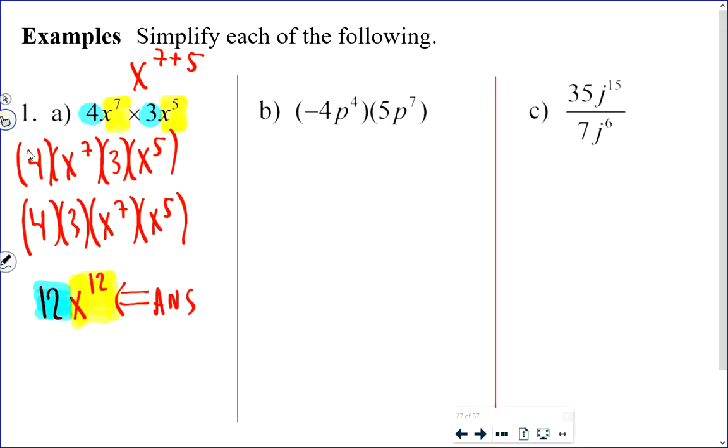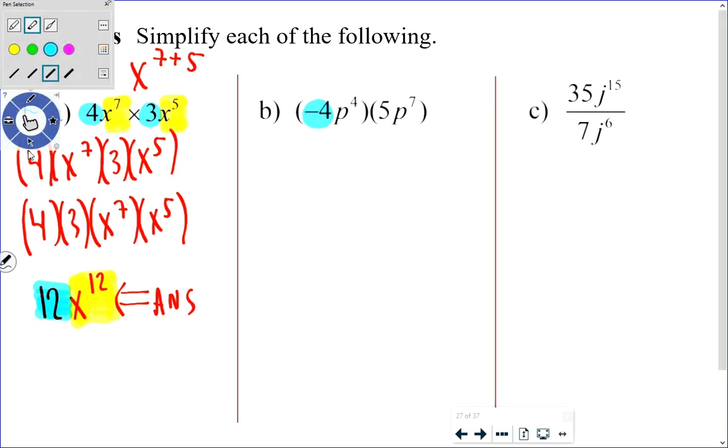We just look at it and we say 4 times 3 is 12. X to the 7 times x to the 5 is x to the 12. We can follow that lead here and recognize that the coefficient of the first exponential expression is -4. So we're going to multiply that coefficient of -4 times this coefficient of 5 and get the new coefficient. We can also see that we have a power of p to the 4 multiplied by a power of p to the 7. So we're good to go now.